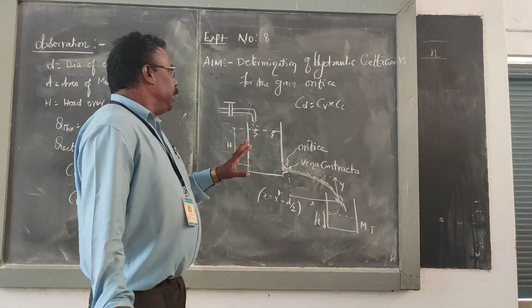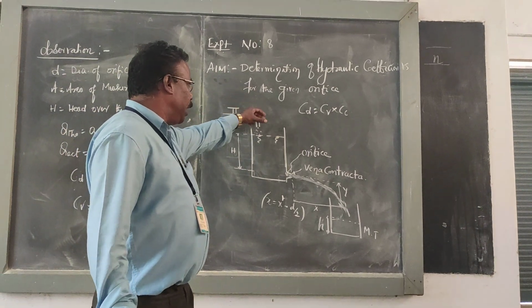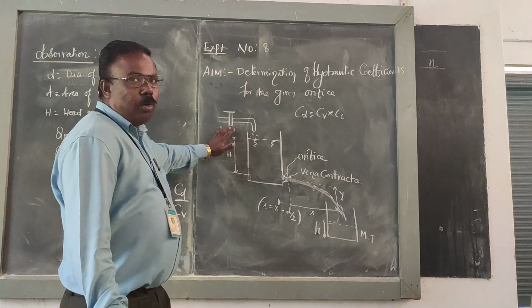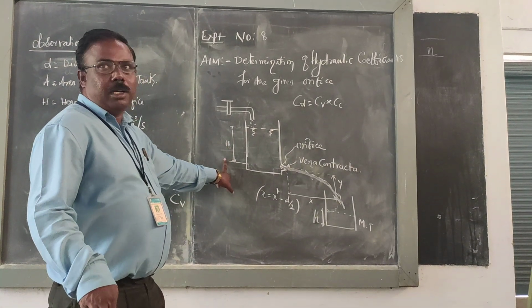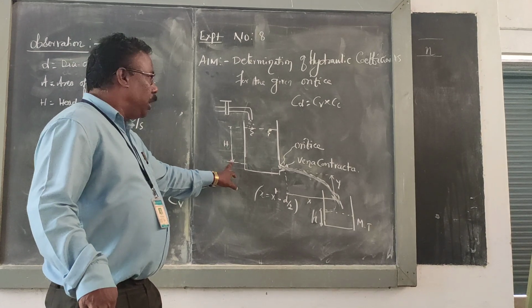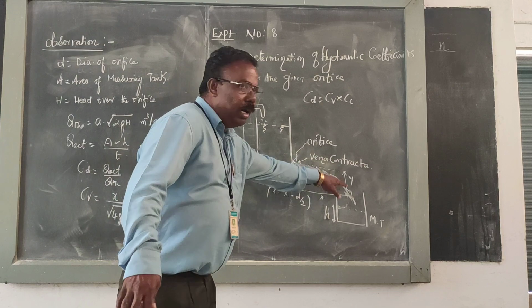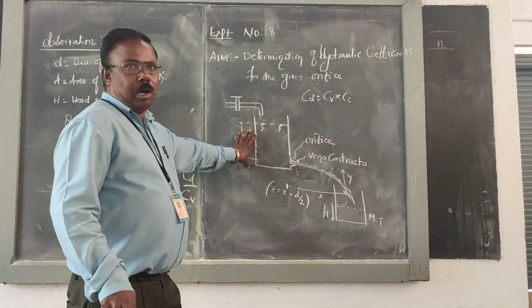In this setup, through the inlet we allow water to fill up the tank, thereby maintaining a constant head. This is possible only if the same amount of discharge takes place as whatever the inlet supplies. With that only it is possible to maintain the constant head.